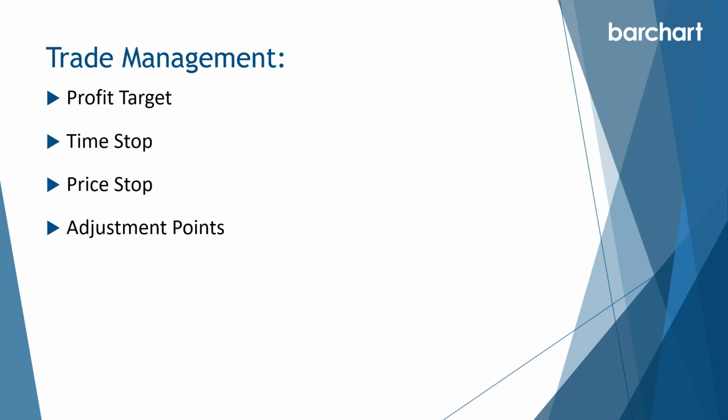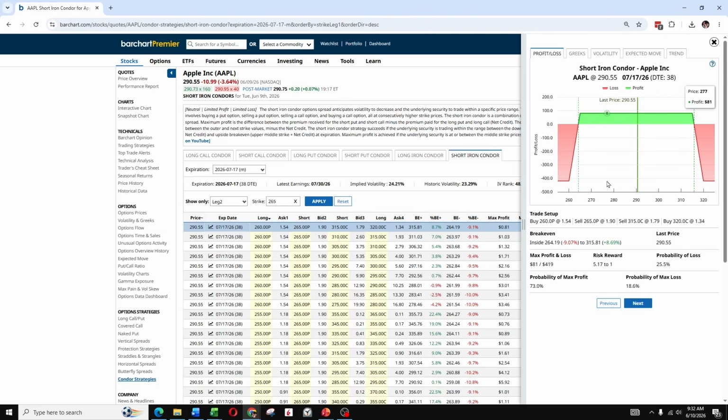And the fourth thing I like to do is set adjustment points. So if none of those 3 criteria have been hit, I'm still in the trade, but I want to take some action before it gets too close to my short strikes. So for me, I'll set these adjustment points halfway between where the stock is currently trading and the short strikes. And if we go back to our condor setup, remember there was about $25 between the current stock price and the short put strike. So I would set my price alert about $12.50 below the current price. So roughly 277.50 on the downside and 302.50 on the upside.